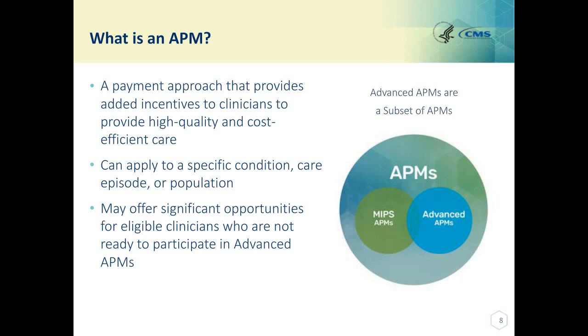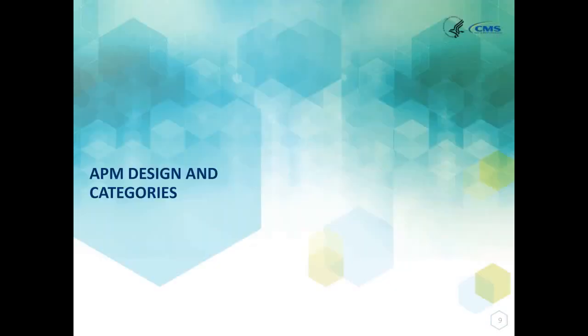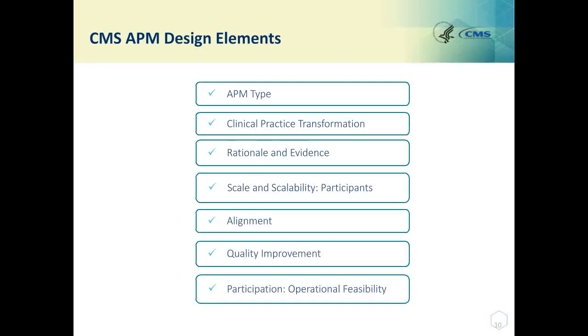If you look at the picture on the slide on the right-hand side, you'll note that there's a circle with 2 other circles in the middle. An APM is the overarching structure, but underneath that you have 2 smaller buckets, MIPS APMs and advanced APMs, that are part of that APM bucket. Next slide, please. So let's go to the next slide.